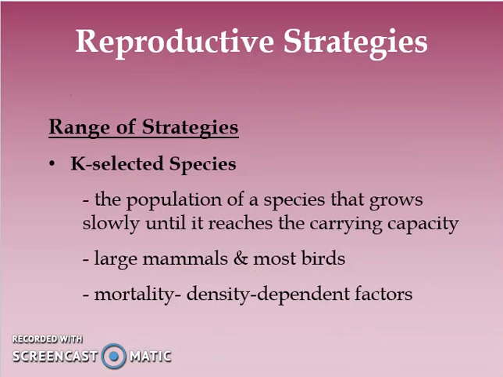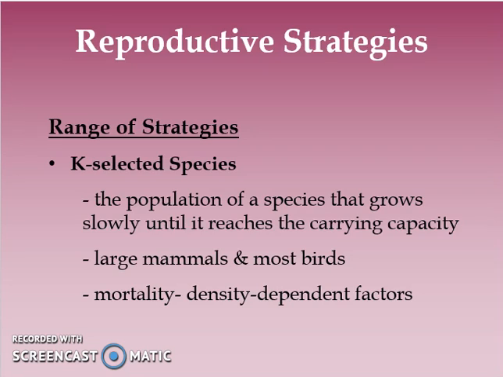Okay, here we go. Reproductive strategies. This is what I wanted to get to. There are two. The reproductive strategy is basically a range. There is a spectrum. K is one end, R is the other. So most animals lie somewhere in between, having a few of the K selected strategies and some of the R. But these are the two extremes.